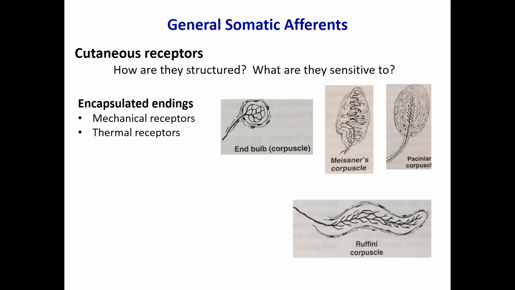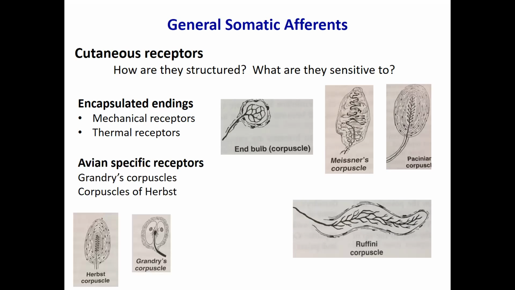Do they have encapsulations, or are there both possibilities, that some of them have capsulations and some of them are free endings? Within birds, you see two specific receptors which are not present in other mammals. These are the Grandry's corpuscles and the corpuscles of Herbst. They are basically sensitive to pressure, and they are present around the beak of the animal.